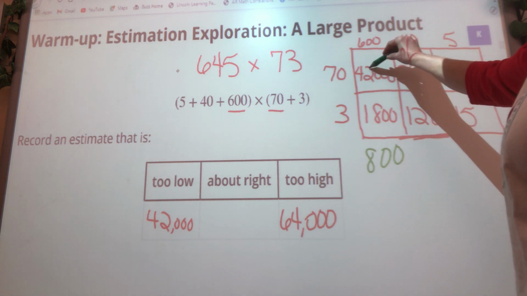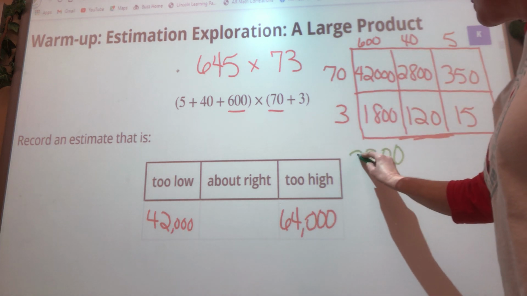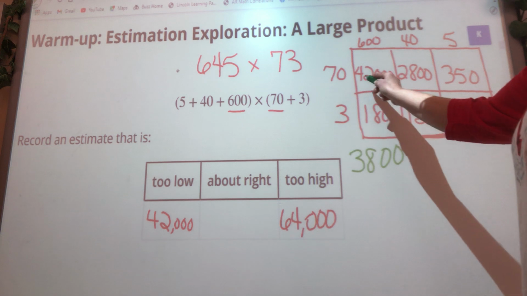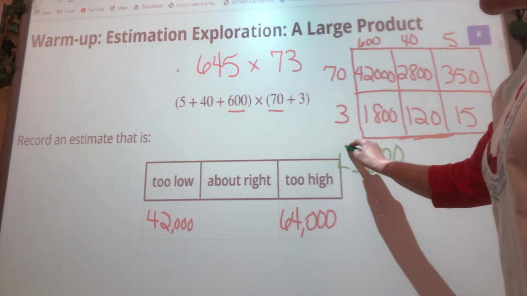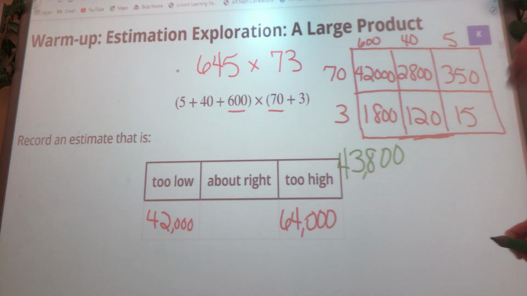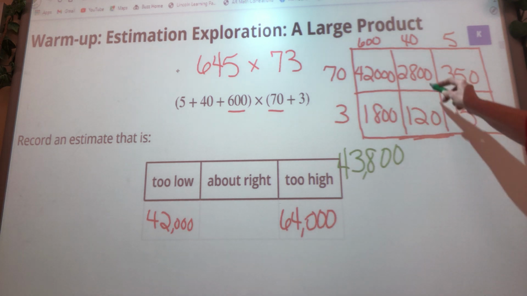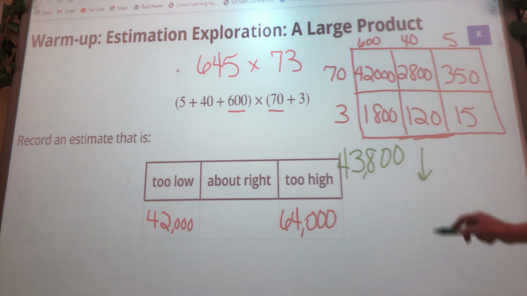Thousands place, 2 plus 1 is 3. And then the 10,000s place, the only thing there is a 4. Okay, this next one, drop down just a little bit.